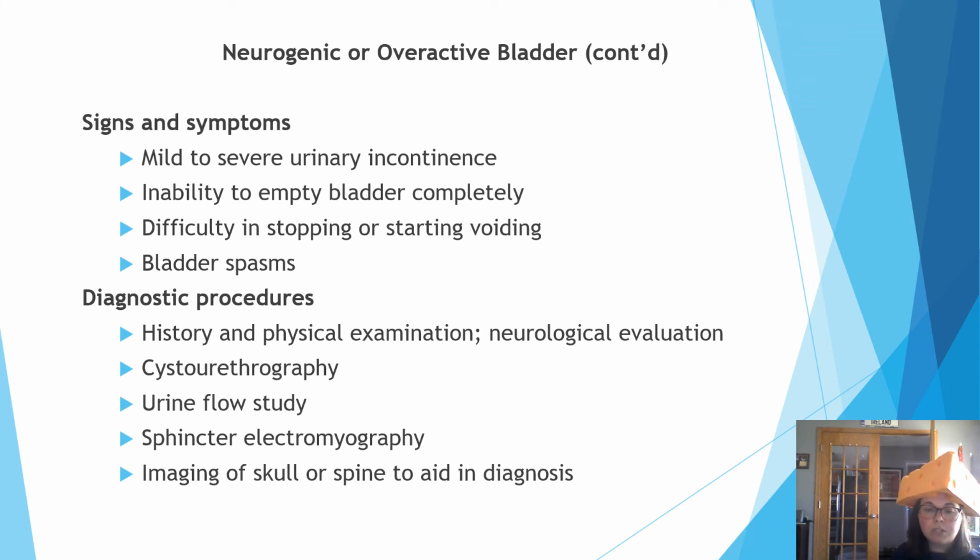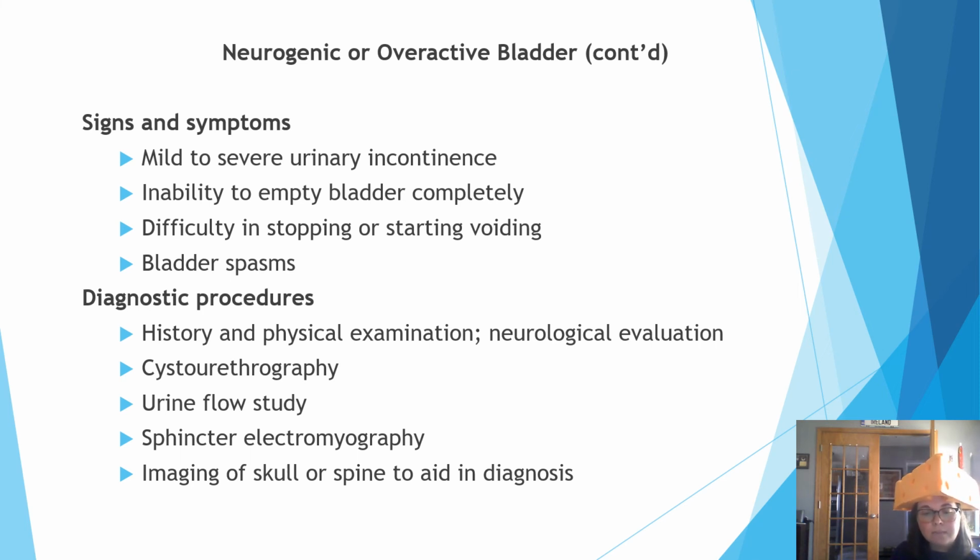Signs and symptoms include mild to severe urinary incontinence, the inability to empty the bladder completely, difficulty in stopping or starting a void or stream, and bladder spasms. It is diagnosed not only by a patient history and physical exam this time, but also a neurological evaluation.